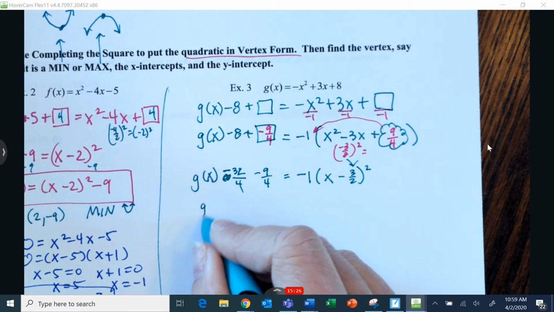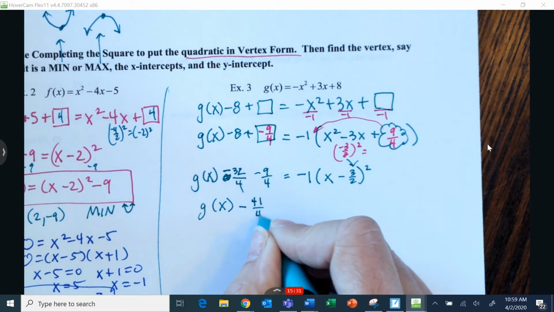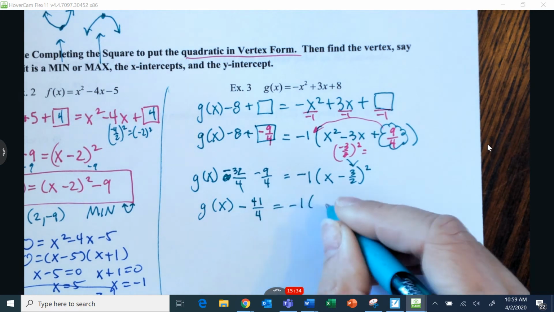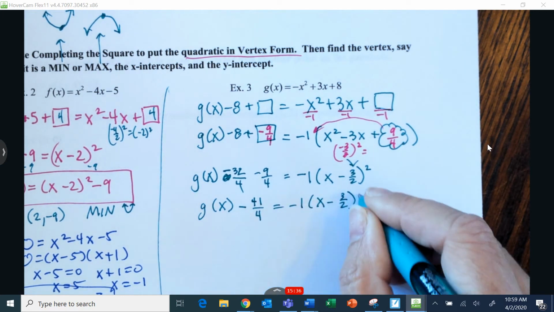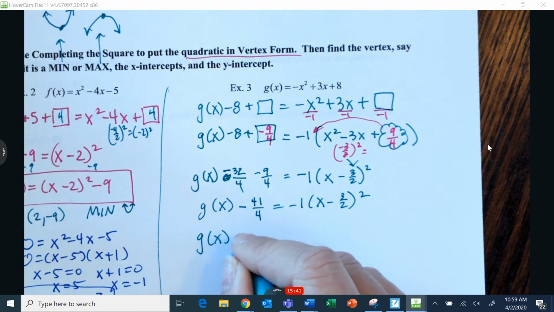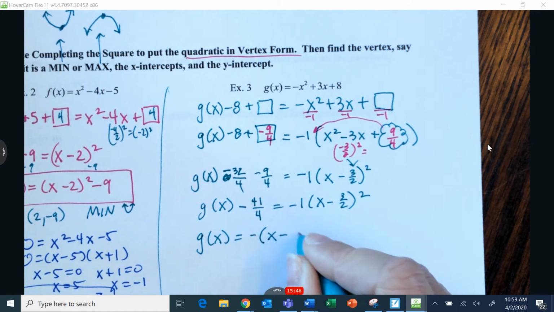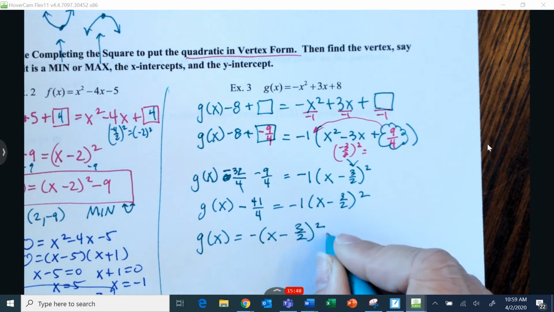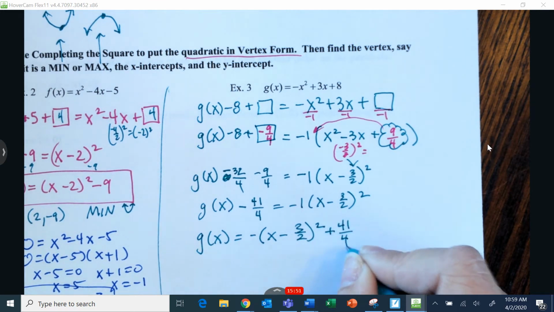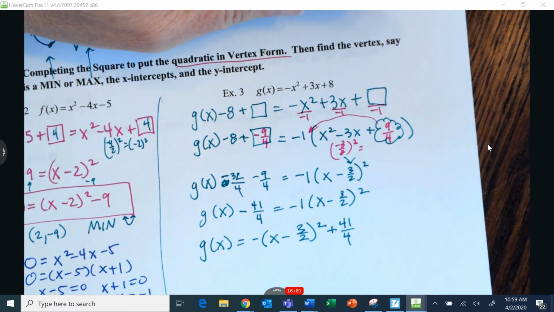So you combine these, g of x minus 41/4. And then we add the 41/4 to the other side. G of x equals negative, I'm just not going to put the 1, negative x minus 3/2 squared plus 41/4. All right, so that is vertex form.